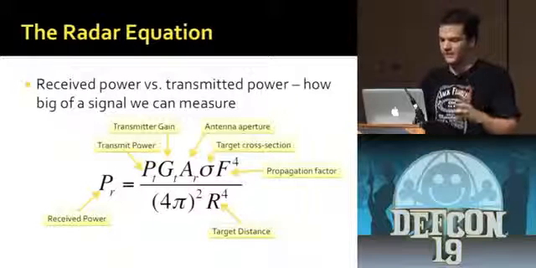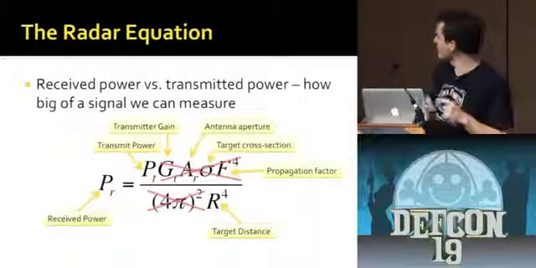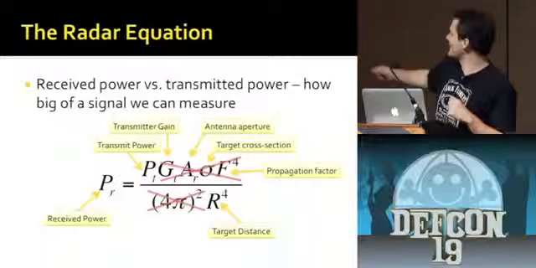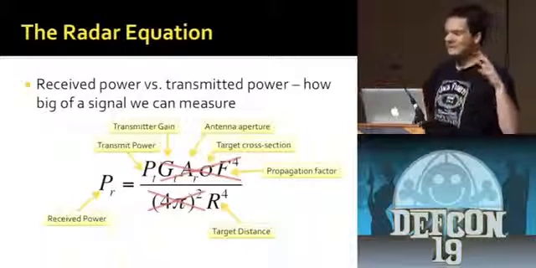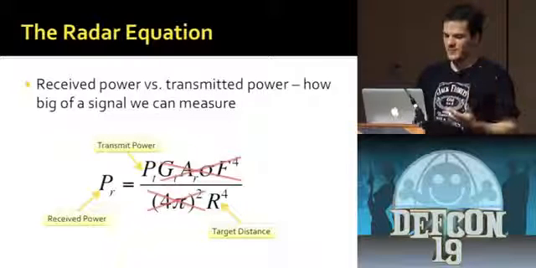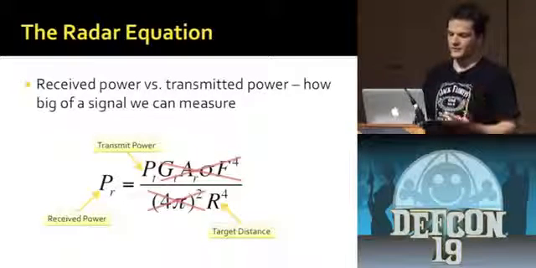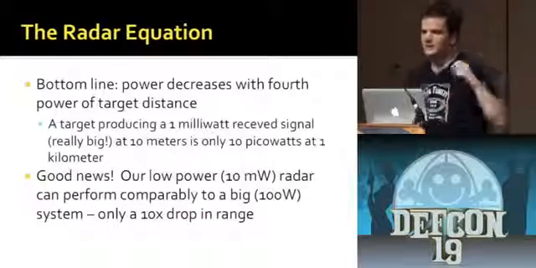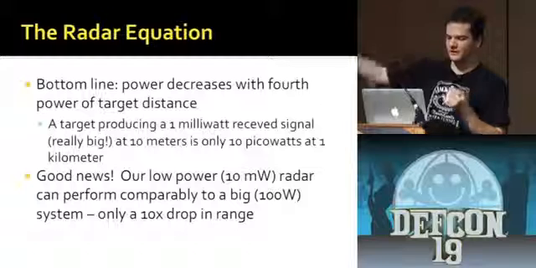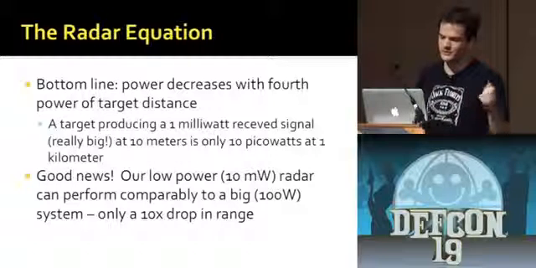I actually don't really care about most of this stuff right now. The main point I want to make is this target distance here. So we have power over R to the fourth. That means that basically your transmit power doesn't matter that much. The received power is going to decrease with the fourth power of the distance. So if you move by a factor of 10 away, I guess my example here is if you receive a signal.